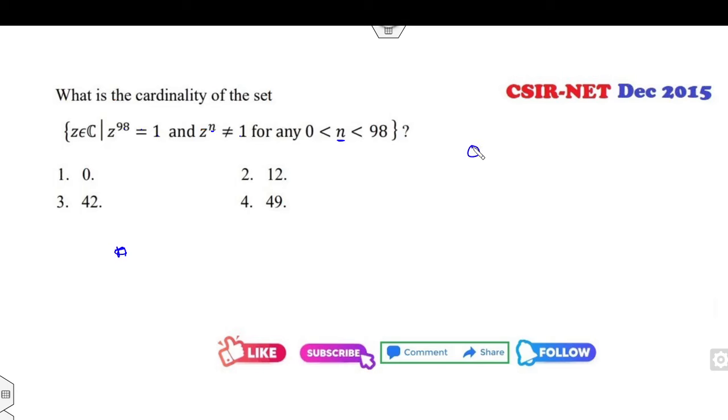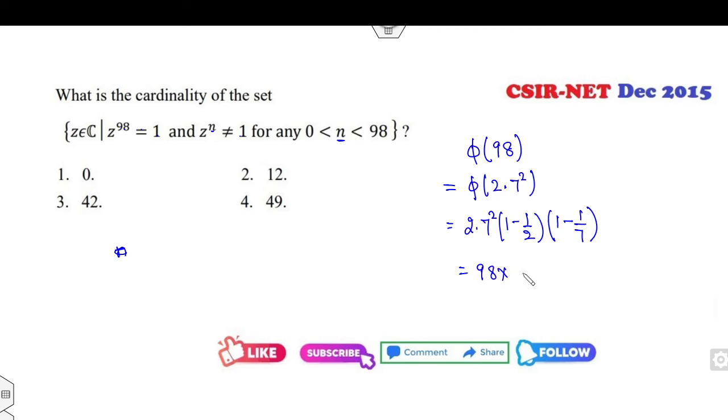So what is the right answer of this? Cardinality of this will be phi of 98. So what will be the phi of 98? It will be 2 into 49. 49 is 7 square. So now you can write this number with the first prime number, 1 minus 1 over 2, and 1 minus 1 over 7. So 98 into half into 6 over 7. 49, 7. 7 sixes are 42. C is the right answer of this problem.